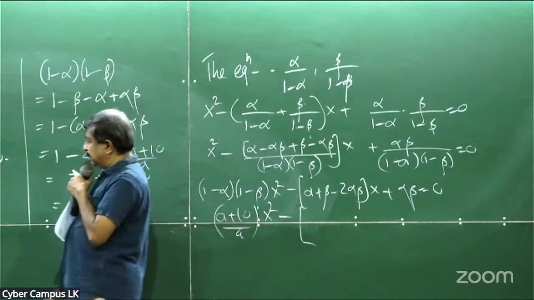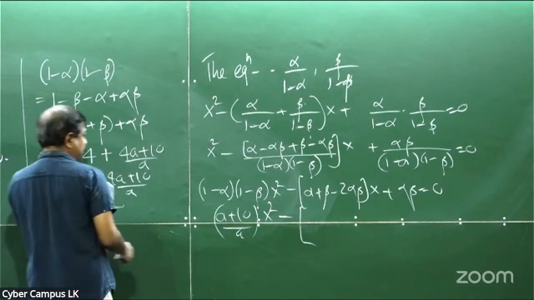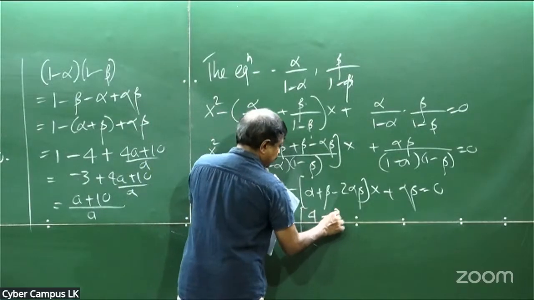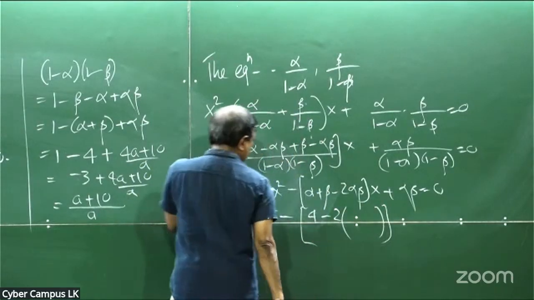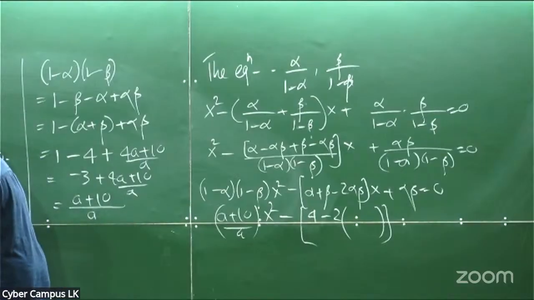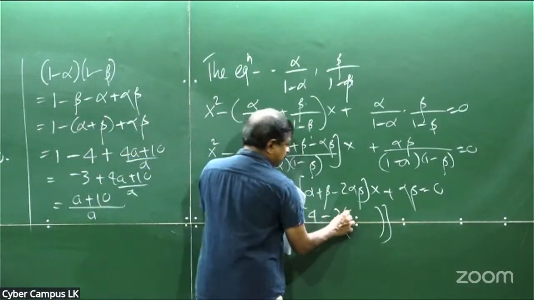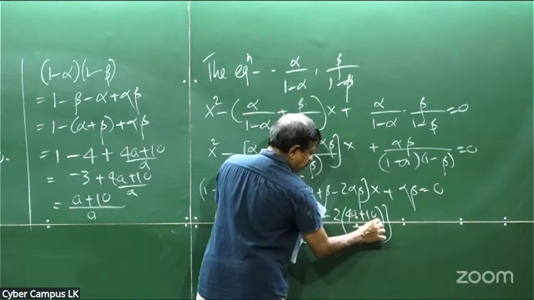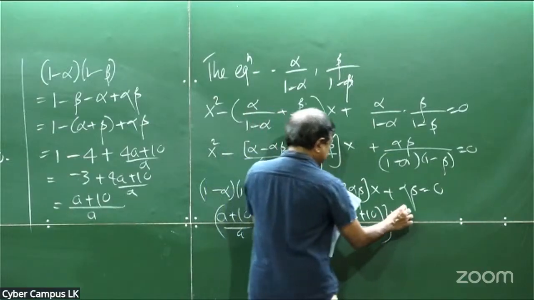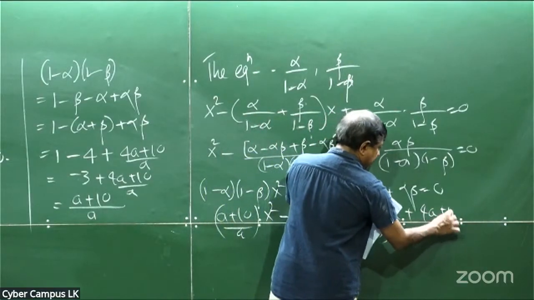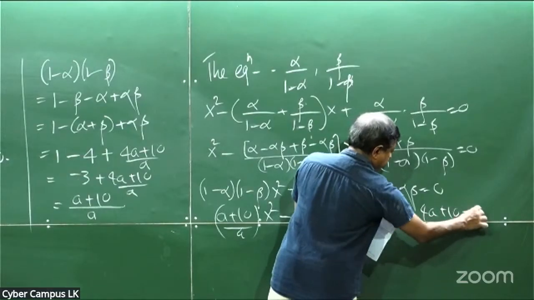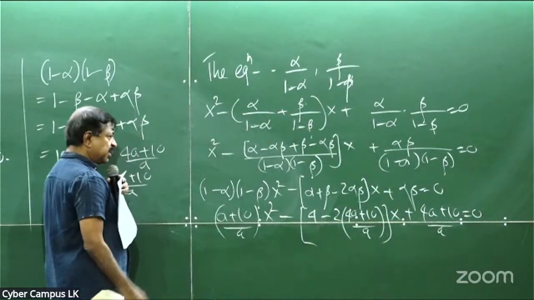Alpha plus beta is 4. Alpha beta is 4A plus 10 over A. Then you can multiply everything by A.